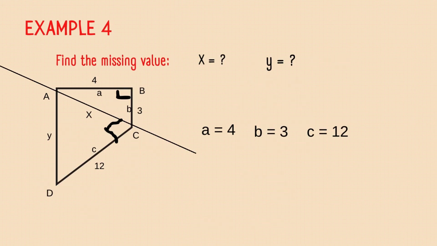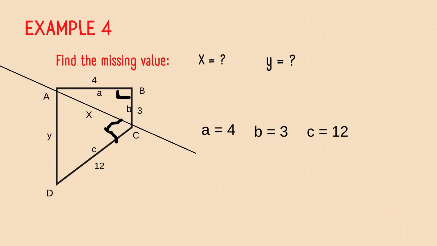Let's take a look at a fourth example. Let's find the missing value. Now we have this shape ABCD, and this shape has two right angle triangles. We want to find the missing value x, and we want to find the missing value y. Now the first triangle, ABC, is right angled. The x is the hypotenuse, and I know what my length a is and my length b is, so I can easily solve for x using the Pythagorean theorem.